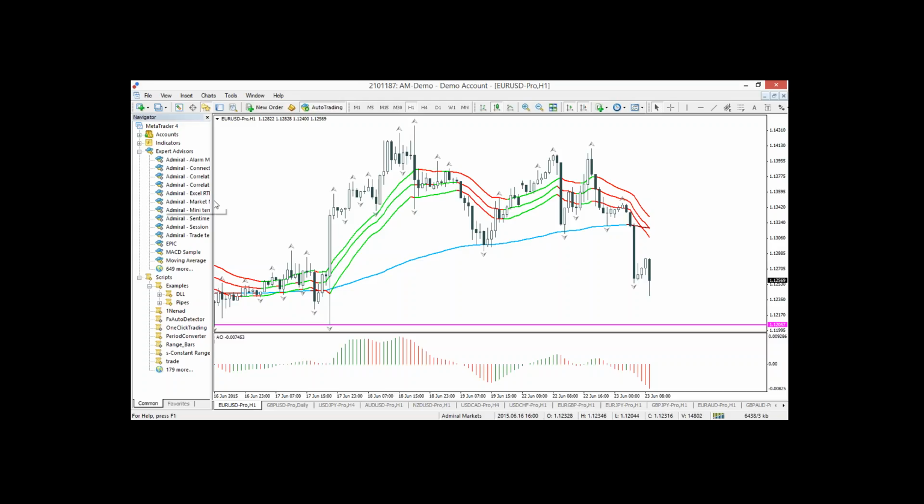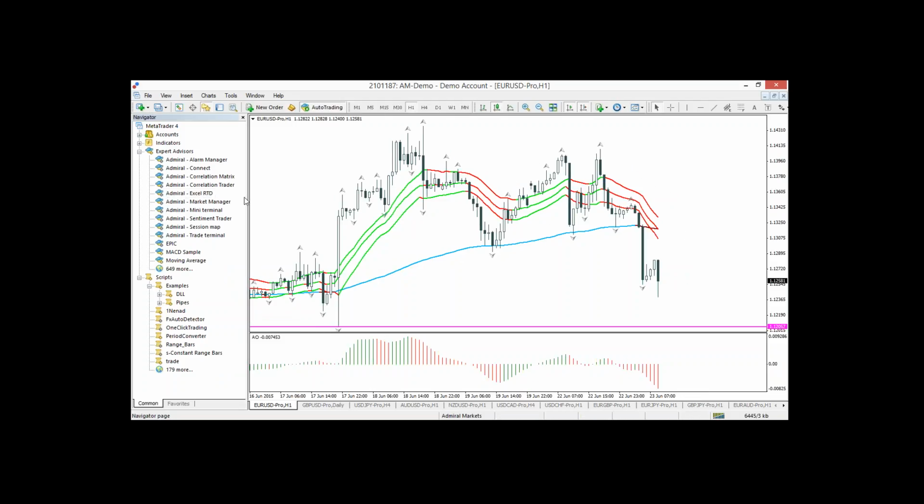It's not really a very interesting spot, I would say, personally. Let's take a look at the other pairs if they're set up a bit better.